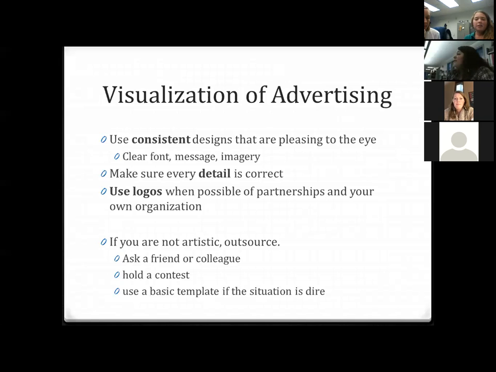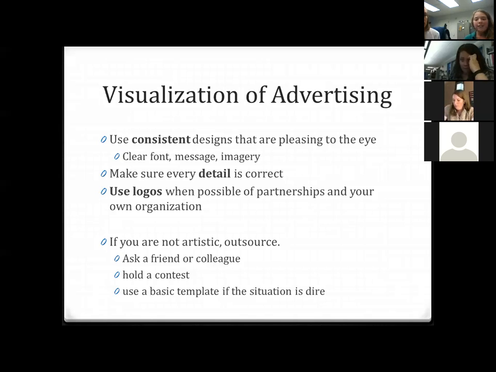Okay. We also put some different things about the visualization of your advertising. Make sure you're using consistent designs that are pleasing to the eye, having a clear font and a clear message, imagery that isn't too overpowering. If you have this consistent image, then when people see things, they're reminded of your events or your logo, so they know what's going on, who's hosting it, when it is, that sort of thing.